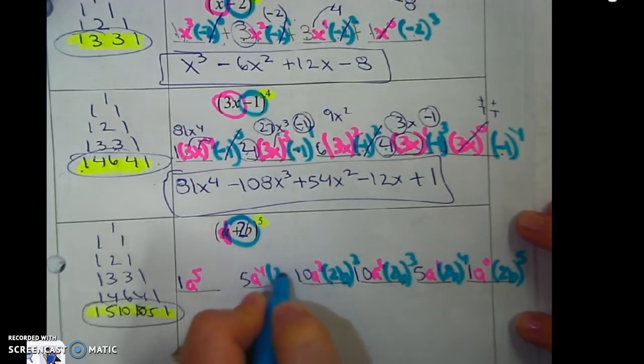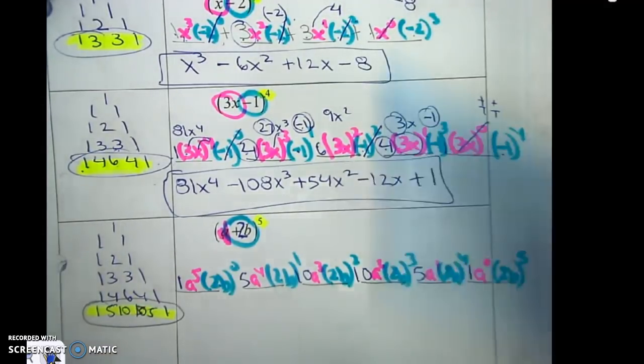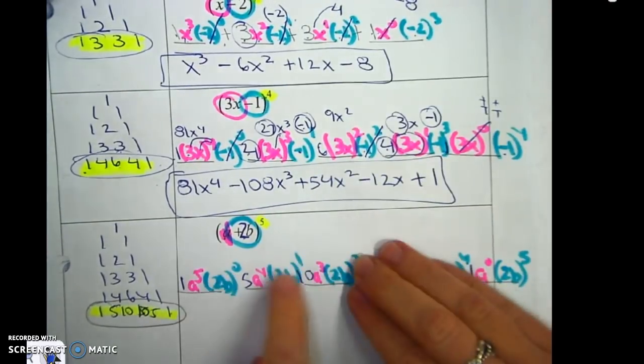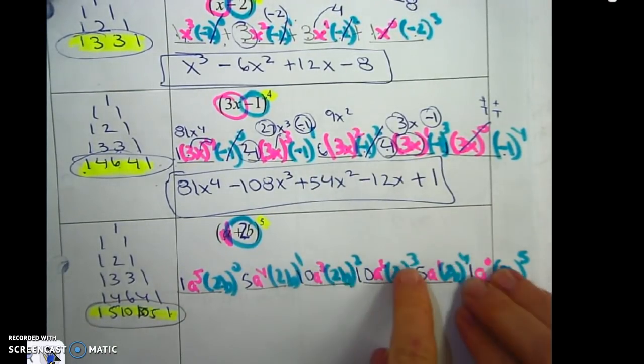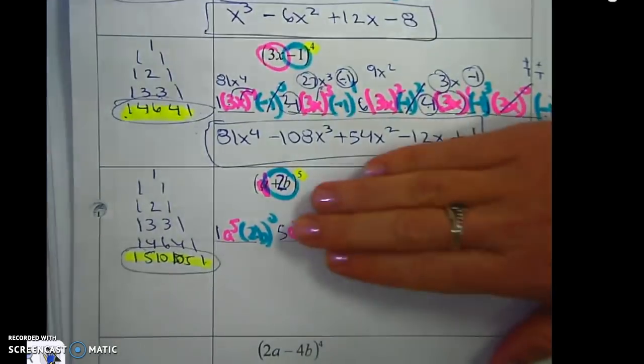2b squared, 2b to the 1st, and 2b to the 0. Okay, so let's see. Adds to 5. Adds to 5. Adds to 5. So I did great. All right, let's simplify this.